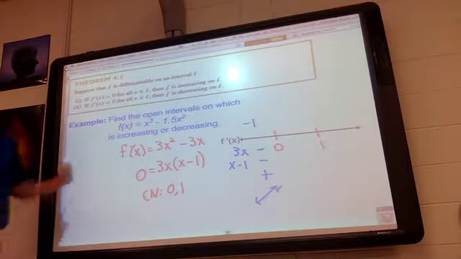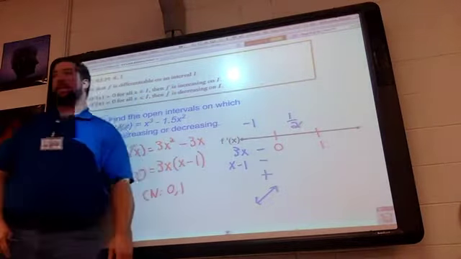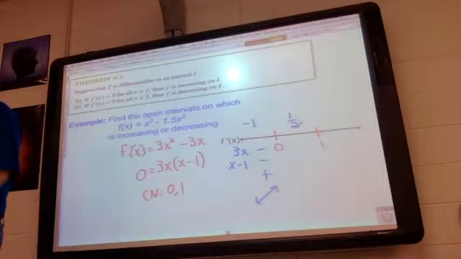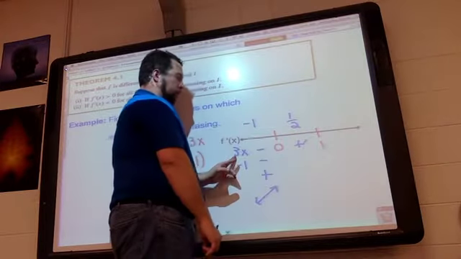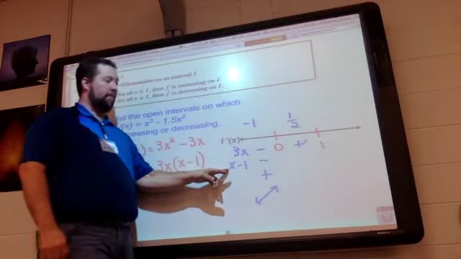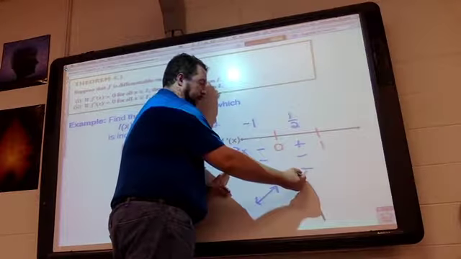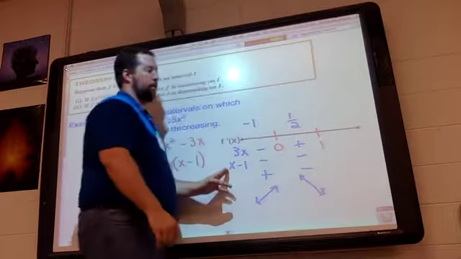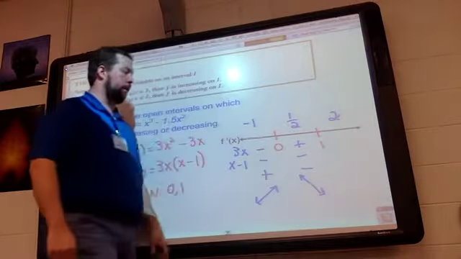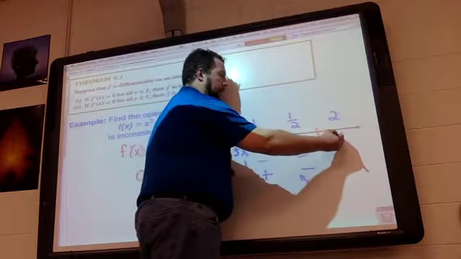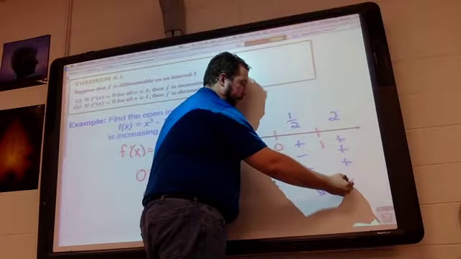All right, now I'm going to find something between 0 and 1, like 1/2. The exact values are not important. It's just whether they're positive or negative. So if I say 1/2 times 3, I get 1.5, which is positive, right? 1/2 minus 1 would give me a negative, so overall it's going to be negative, so the function is doing what? Decreasing. And then something bigger than 1, like 2, plug it in, 2 times 3 would give me positive, 2 minus 1 would give me positive, so overall the graph is increasing.